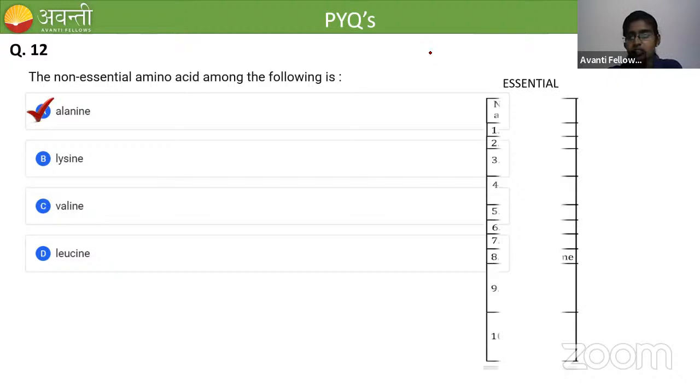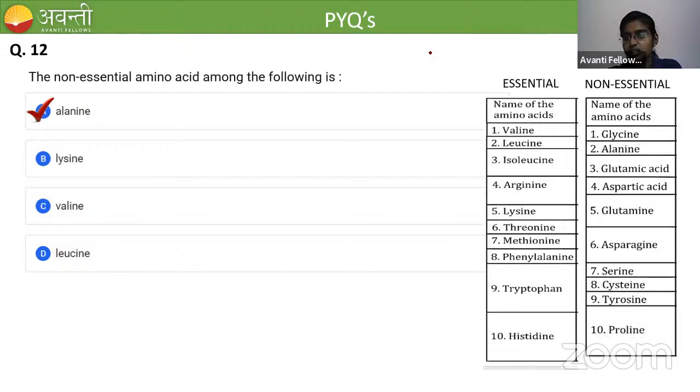You can see the essential and non-essential list here on the screen. You can take a screenshot, or take a note of that, and memorize it. There are 20 amino acids. Among 20, 10 are essential and 10 are non-essential. So just memorize any 10, either the essential or the non-essential, so that you will not get confused. You can see alanine comes under non-essential. The other three, lysine, valine, and leucine, are essential. Okay. Clear?